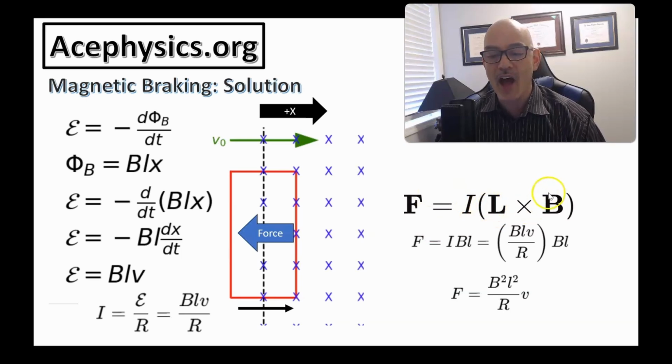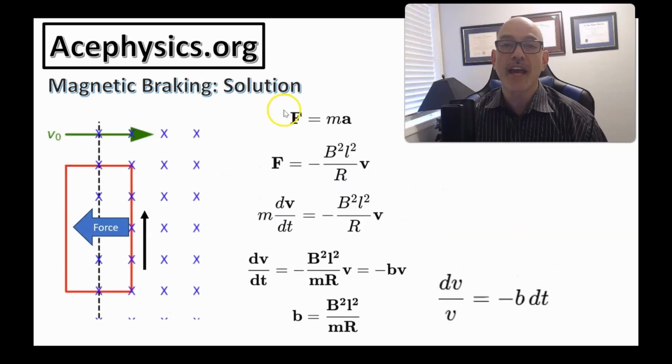The force is IL cross B. This is a 90-degree angle, so we don't need to worry about the cross product. Therefore, the force is equal to I times B times L. We just calculated I, it's BLv over R. And therefore, the force acting on this loop is equal to B squared L squared over R times the velocity of the loop.